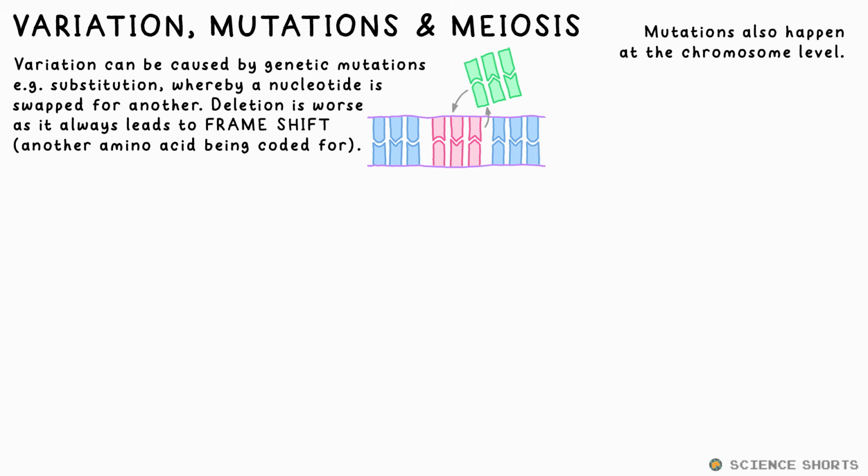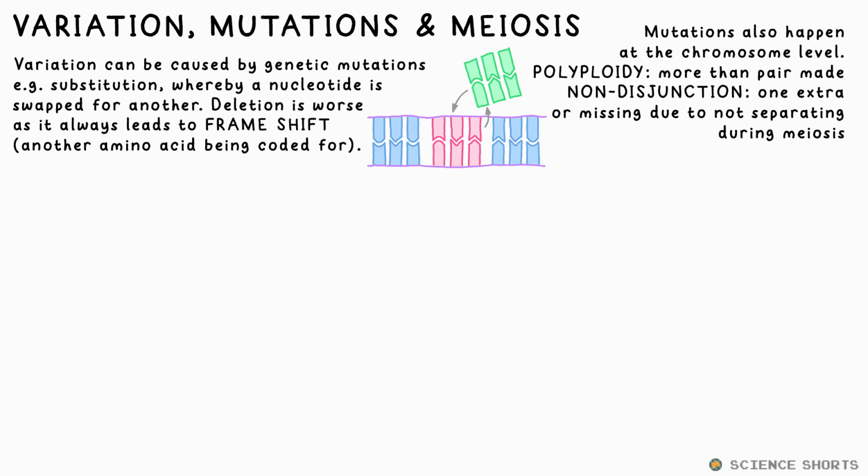Mutations can also occur at the chromosome level. For example, polyploidy is when more than a pair of a chromosome is made, and non-disjunction is when there's 1 extra or 1 missing chromosome due to them not separating properly during meiosis. Meiosis also gives rise to much-needed variation. Unlike mitosis, genetically different haploid cells, with only 1 set of chromosomes, are made to produce gametes, sex cells.